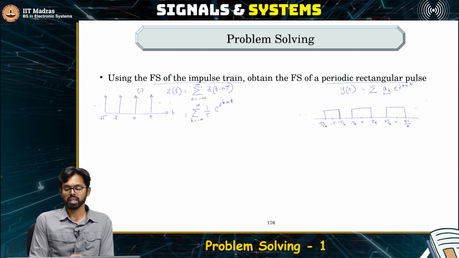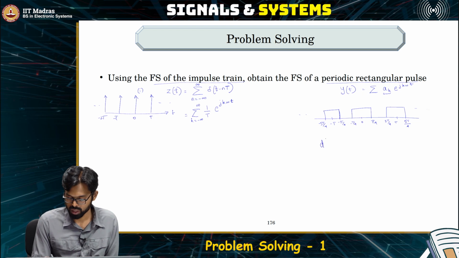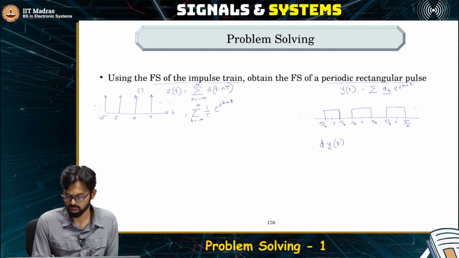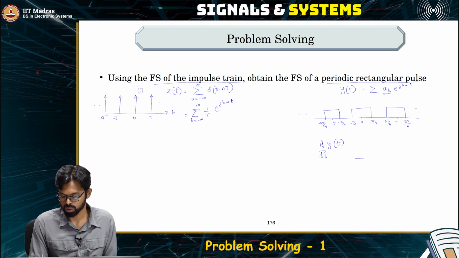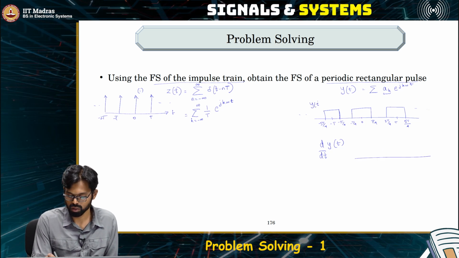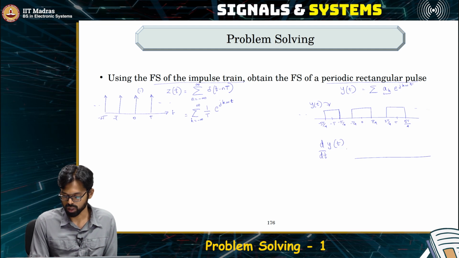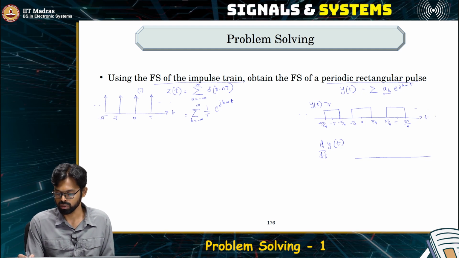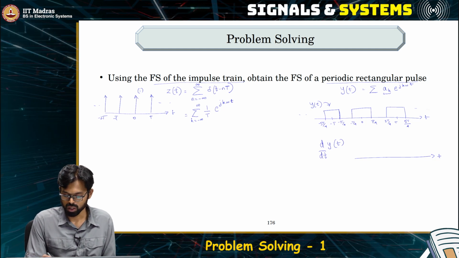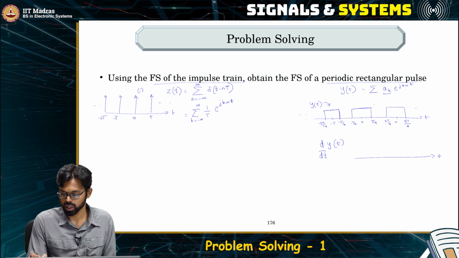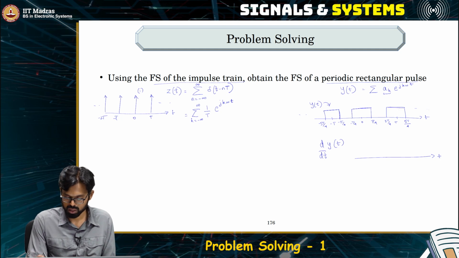Now what if you take the derivative of this, and if you plot this, what would you get? So this is y of t. Plot the derivative. How does it look? So this is a straight line. In all those places, you will just get zeros. But there is a sharp increase here.